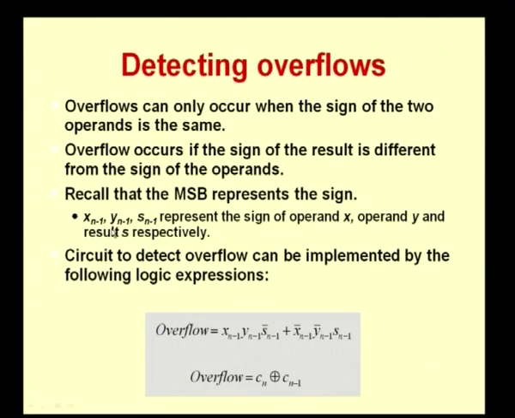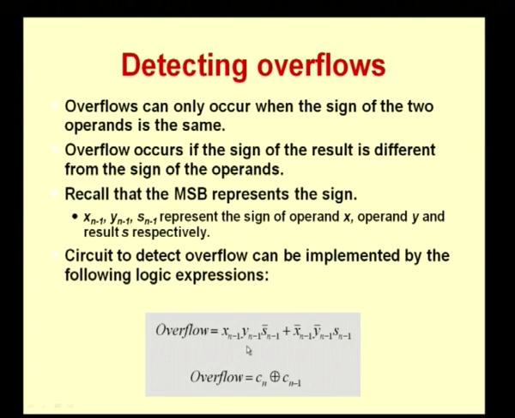So, if x(n-1), y(n-1) and s(n-1) represent the signs of the operand x, operand y and the result s, then to detect that an overflow has occurred, I can use this simple equation here. That is, x(n-1) and y(n-1), both these are 1, but s(n-1) happens to be a 0.